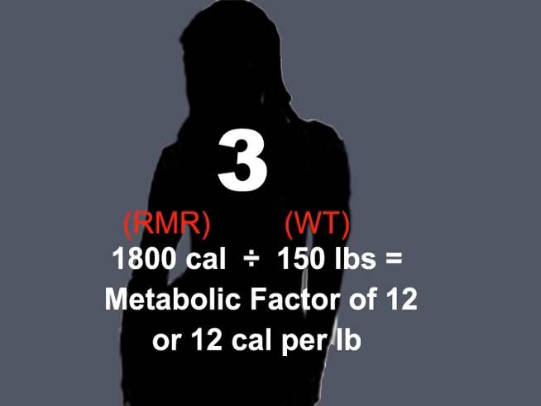And finally, we apply the metabolic factor formula to the third patient. Her RMR of 1,800 calories is divided by her weight of 150 pounds, which equals a metabolic factor of 12, or 12 calories per pound. Again, note the interesting differences and similarities between these patients. Let's summarize the RMR data.